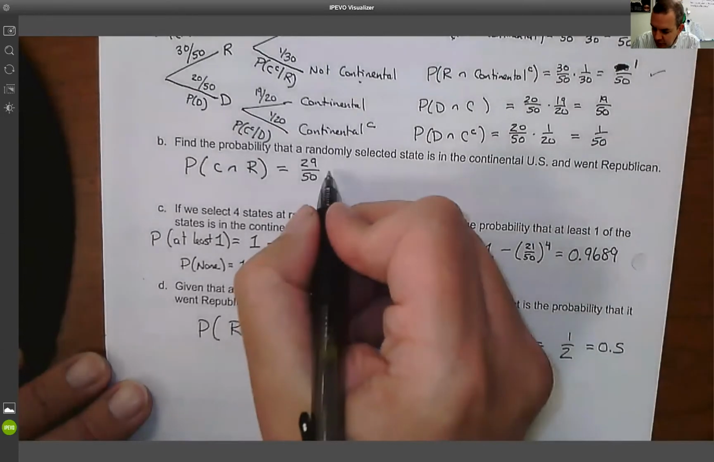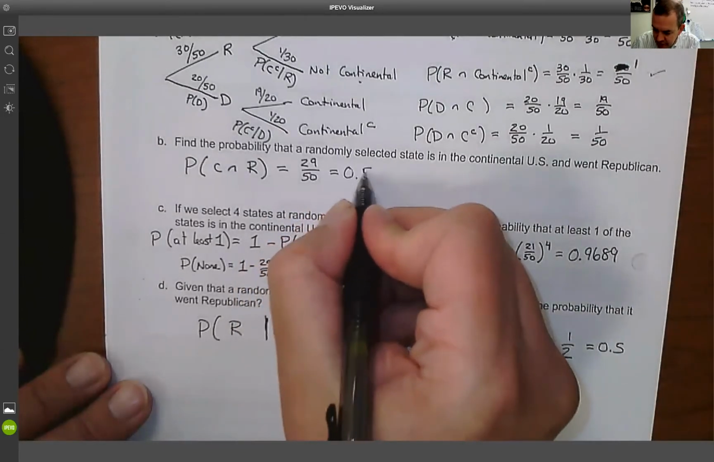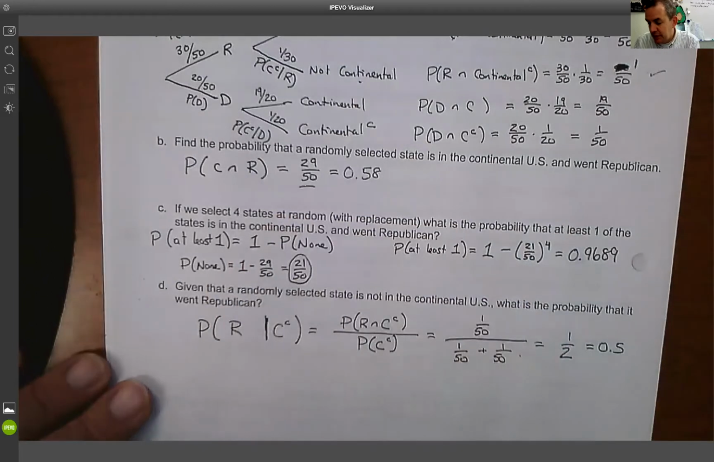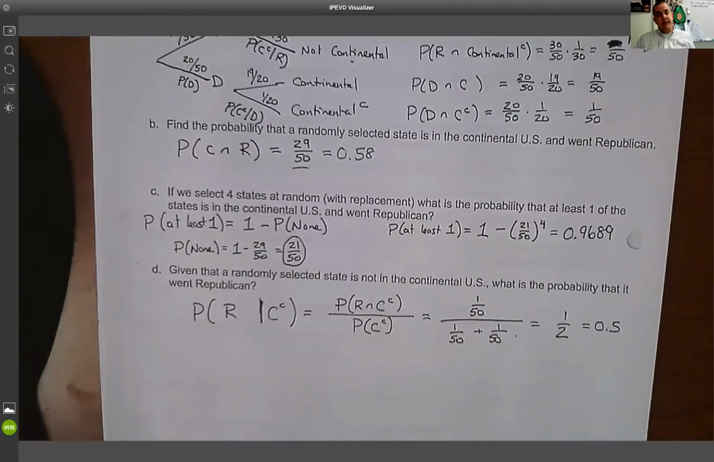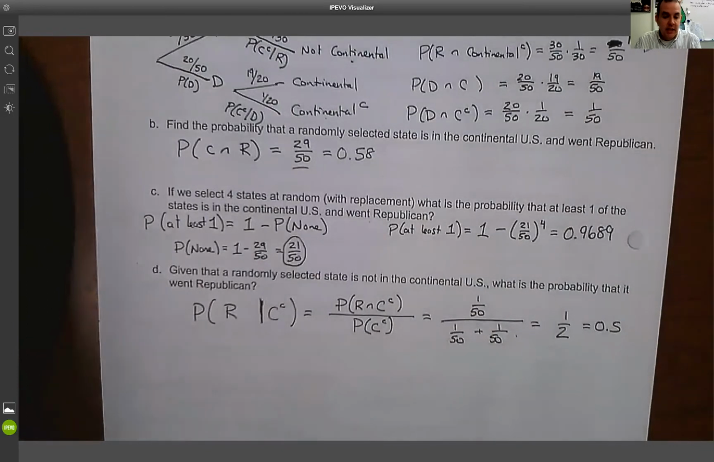Again, if you want to turn these things into decimals, fine, but I'm telling you that's acceptable. I would leave it as a fraction. So in this case, there's a 1 out of 2 chance, a 50% chance that if I randomly picked someone that I knew wasn't in the continental United States, that person would be a Republican. So that is kind of the idea.